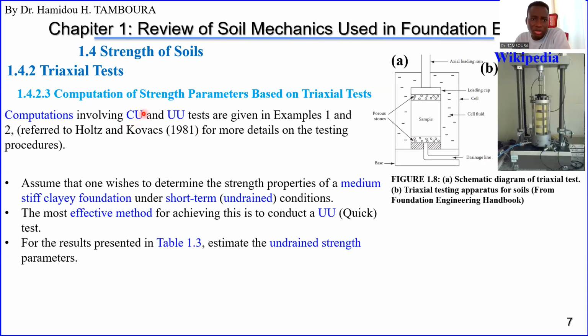So previously we did an example on CU triaxial test. I hope you remember the meaning of CU triaxial test: consolidated and undrained triaxial test. So in this video, we'll do an example on this UU test, unconsolidated and undrained triaxial test.